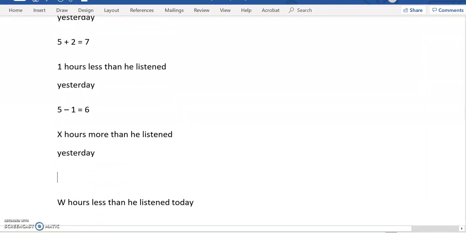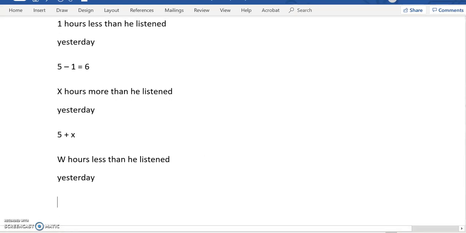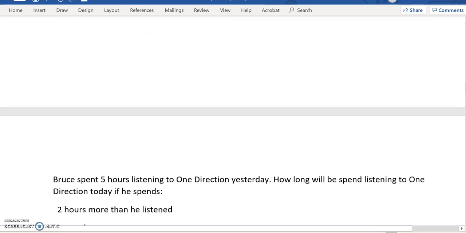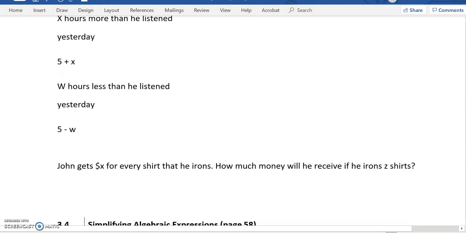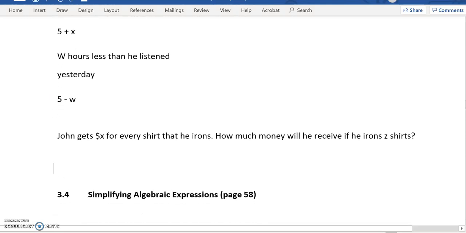X hours more than he listened to yesterday. So it's going to be, yesterday was 5 plus X. And the last one, W hours less than he listened to yesterday. It's going to be 5 minus W. And that gives us the expressions there. Okay, the next one.